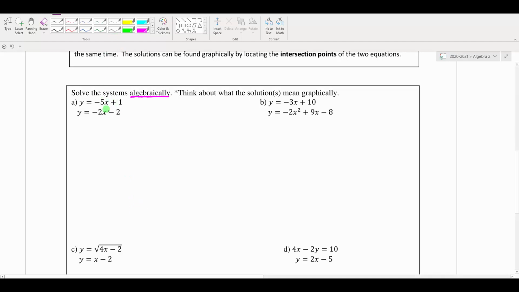All right. So one method that we could use, since we want both of these equations to be true at the same time, is taking each of the equations and setting them equal to each other. I can take negative 5x plus 1 and set it equal to negative 2x minus 2, and I can do that because they are both equal to y. So I can say negative 5x plus 1 equals negative 2x minus 2. And this creates an equation where I can draw a line and begin solving.